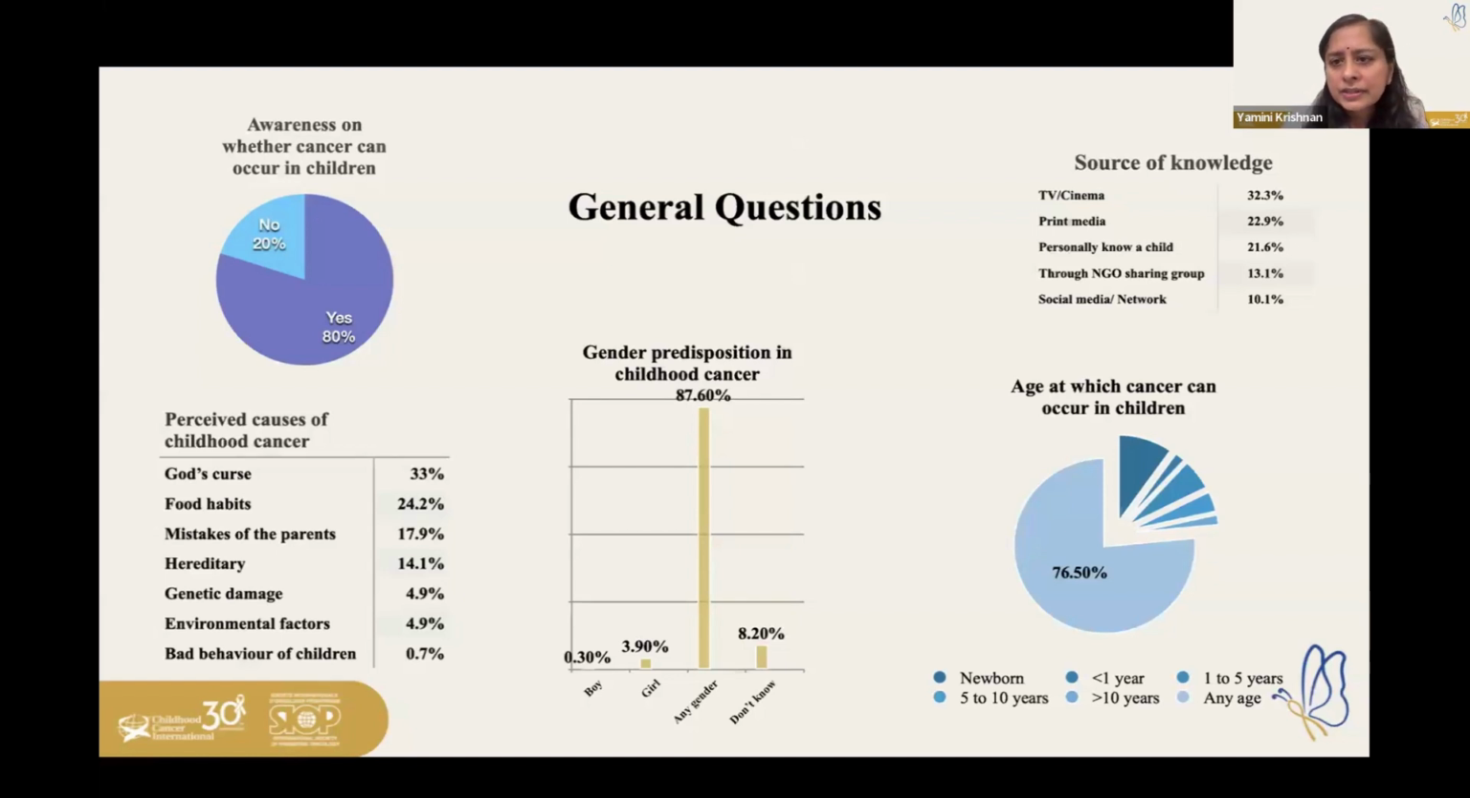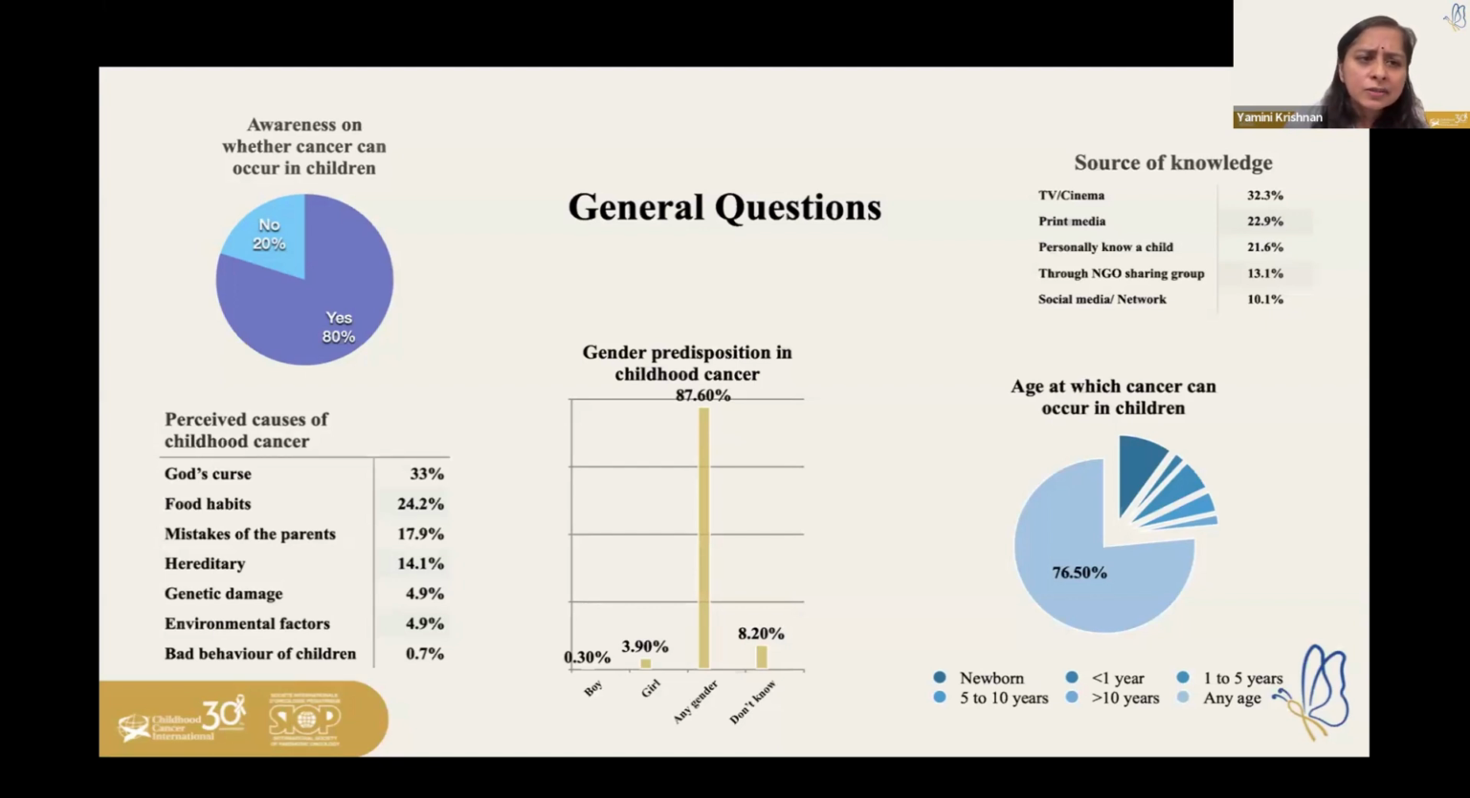Initially, they were general questions, and most of them knew about it. The results were actually quite impressive, about what was there 20 years back and what is now. A lot of the questions were very well answered in our community. And most of the respondents' knowledge was from TV, cinema, print media. Some of them had these opinions from social media. And some people actually knew about pediatric cancer from personally knowing a child. So let's go into the general questions.